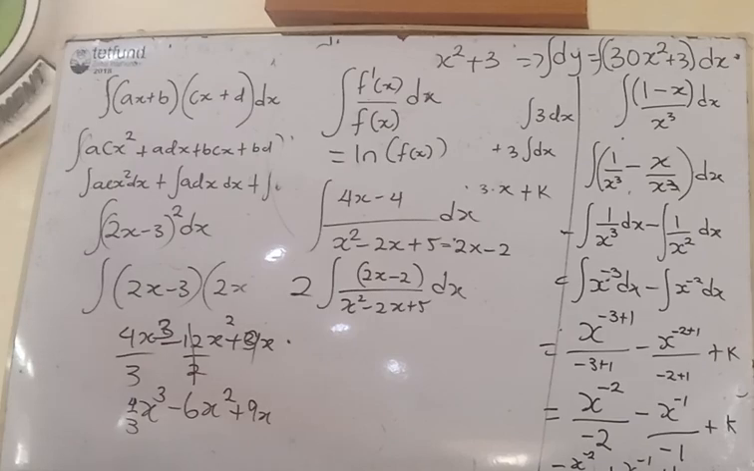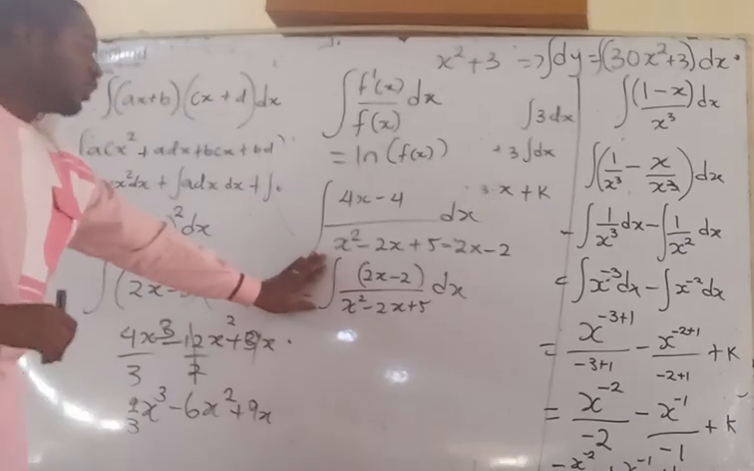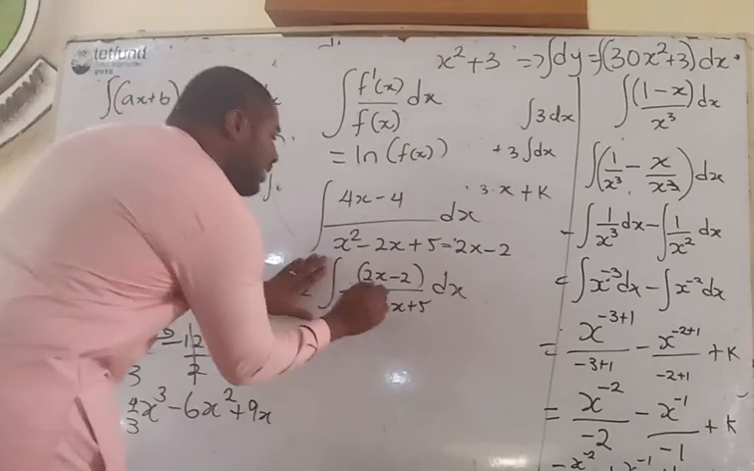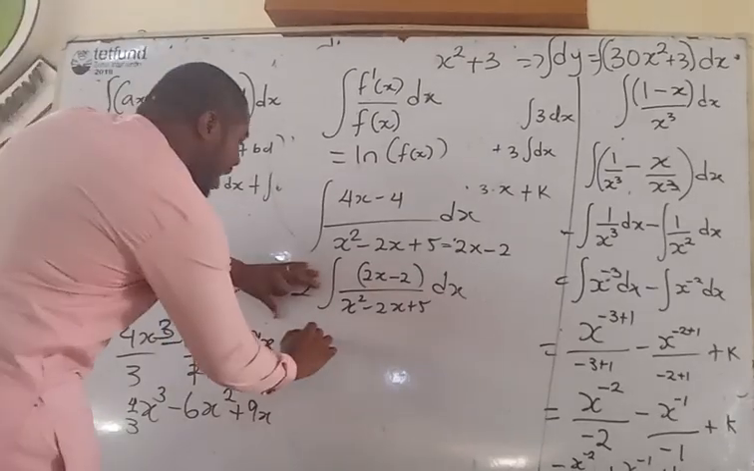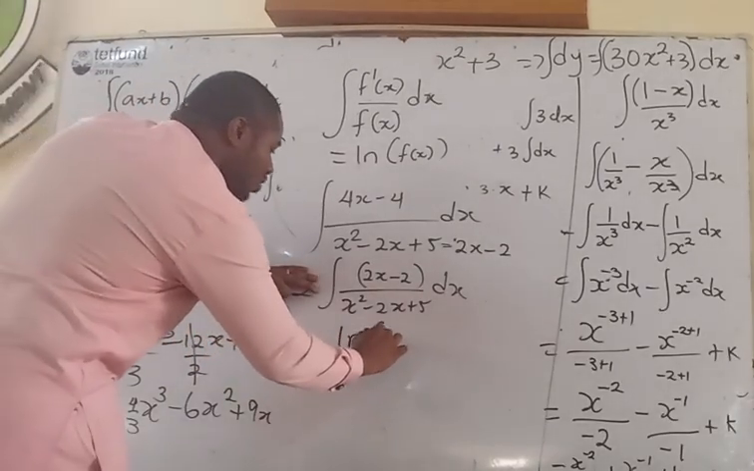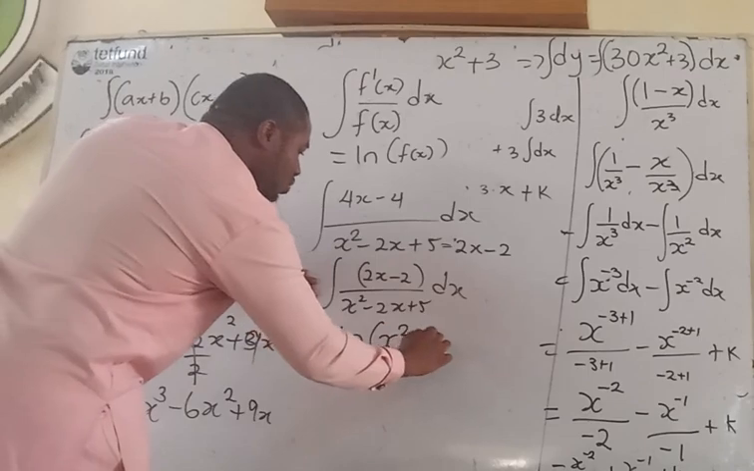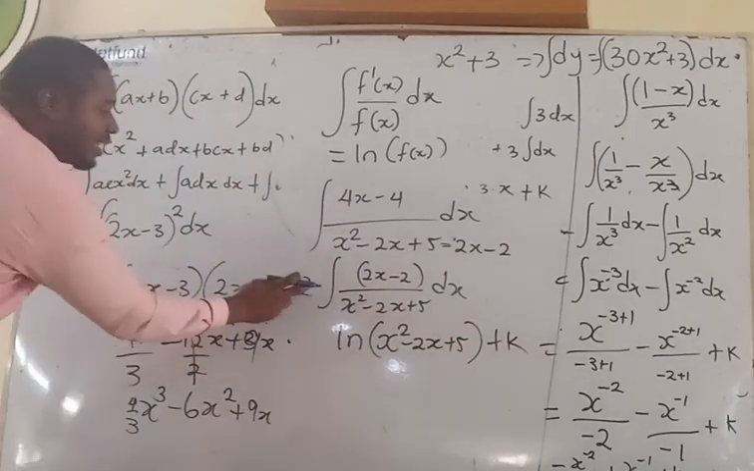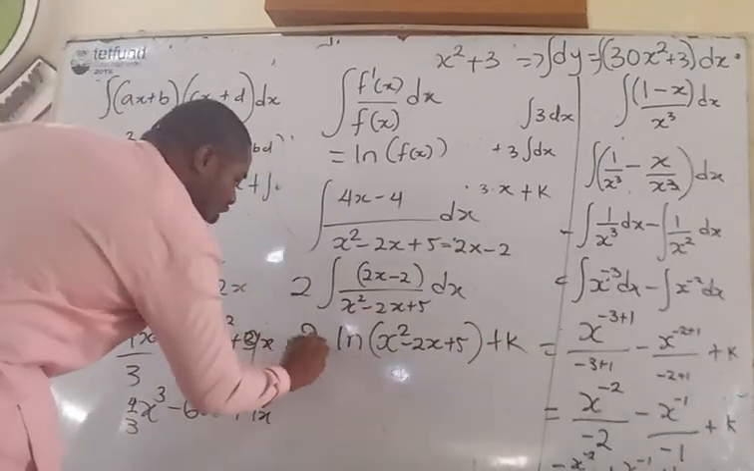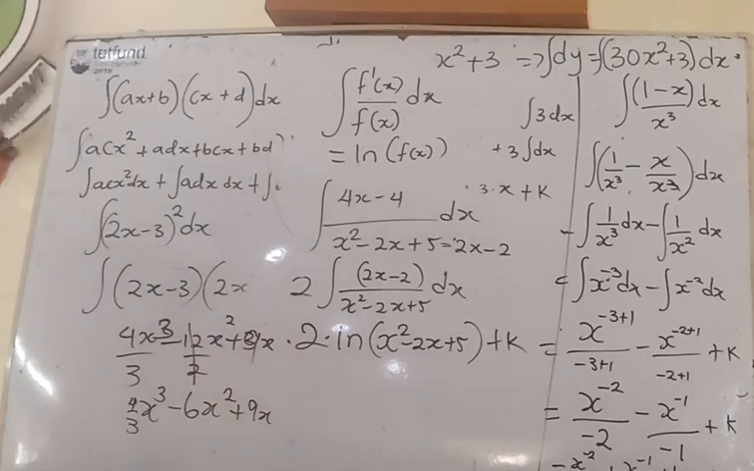Without these two, if I differentiate this, am I going to get this? Yes. My answer is ln of the denominator, ln of x squared minus 2x plus 5 plus constant k. Since I have these 2 here, I can just put it here. And that is my solution.